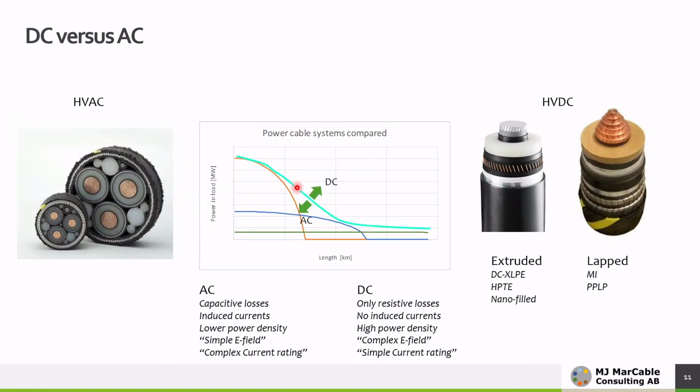To the right-hand side of the cable, you see here a copper conductor with paper insulation, which is what I called earlier the lapped technology. And the newer technology, which emerged in the late 90s and onward, is the extruded one, of which there are three versions: the DC XLPE, the high-performance thermoplastic elastomers, and the nanofilled XLPE.